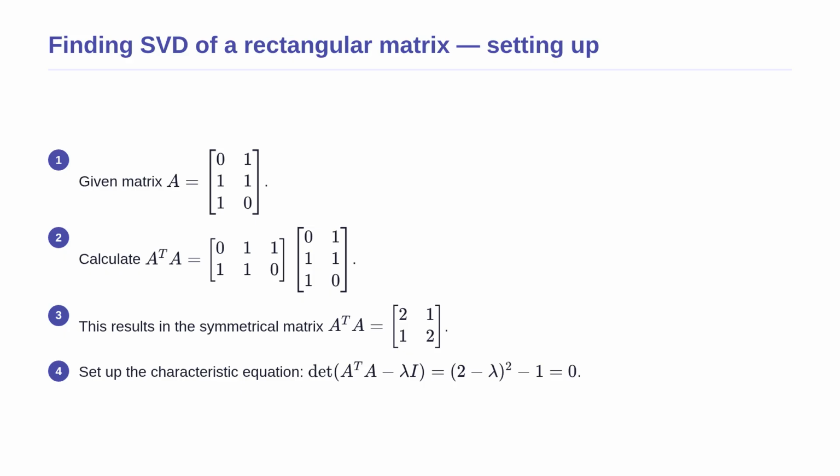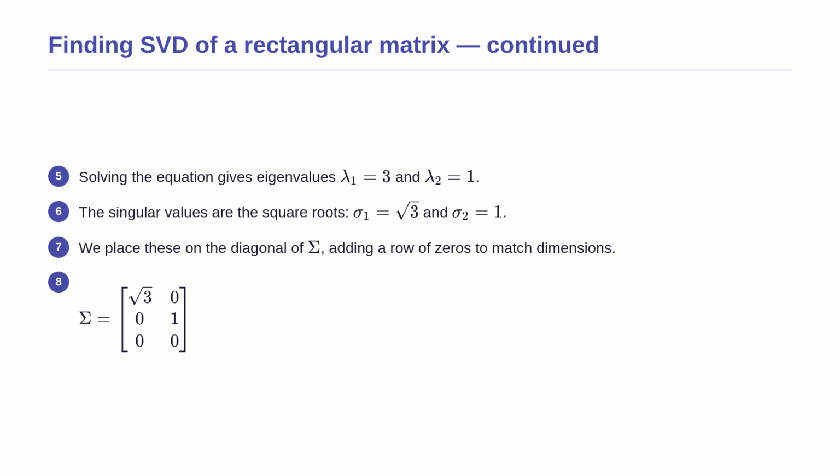From here, we set up the characteristic equation by subtracting an unknown lambda from the diagonal and setting the determinant to 0. This is the standard procedure to find our hidden eigenvalues. Continuing with our calculation, we solve the characteristic equation to find our eigenvalues. Expanding the determinant gives us a quadratic equation, which reveals our 2 eigenvalues, 3 and 1.